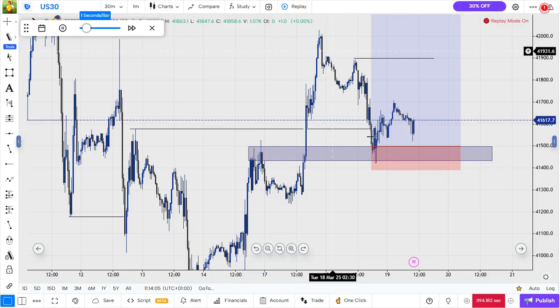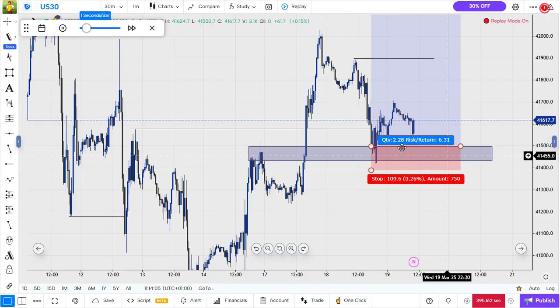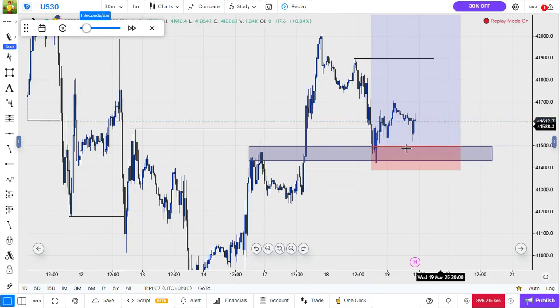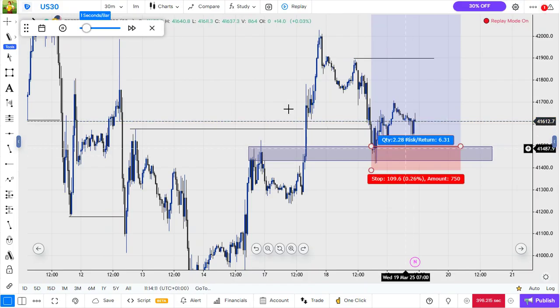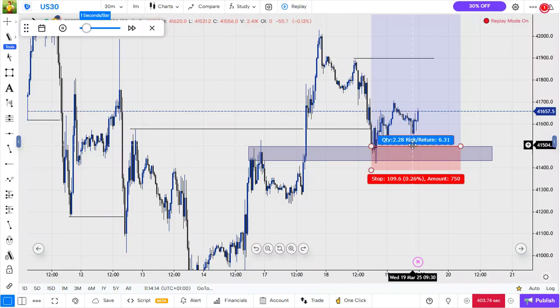Boom, we got the pullback right here. This is the pullback we got, and this is time for us to take the trade. Let's see how this is when we took our entry. Let's see how it plays out.